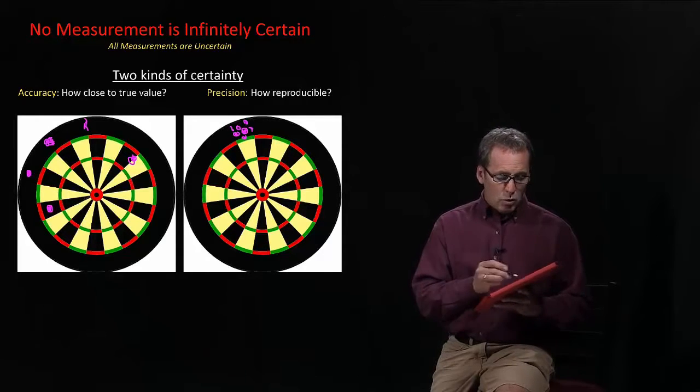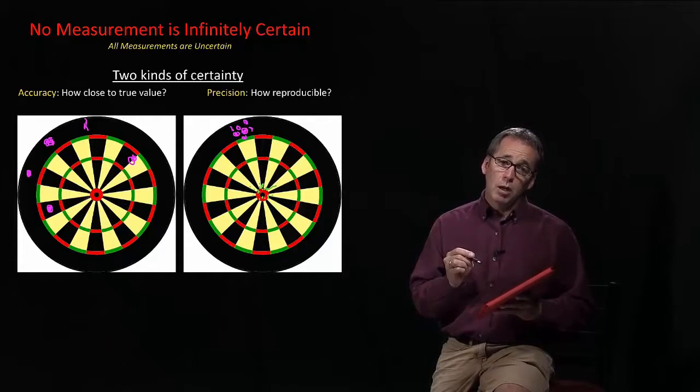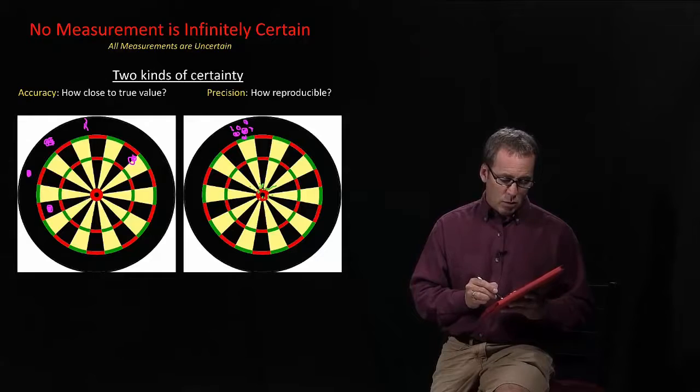So if we go to the case where we're throwing and hitting all the time clustered near the bullseye, we're both accurate and precise. So that's the difference between these two.